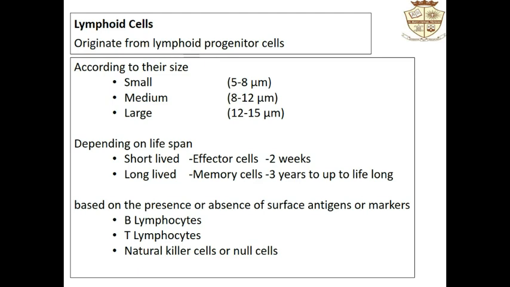Depending on the presence or absence of surface antigens or markers, also known as the cluster of differentiation CD markers, the lymphocytes are classified into three. We said the surface antigens or markers are also known as the cluster of differentiation CD markers, and there are about 150 CD markers identified so far. According to the presence or absence of these CD markers, the three classes of lymphocytes are B lymphocytes, T lymphocytes, and natural killer cells or null cells.